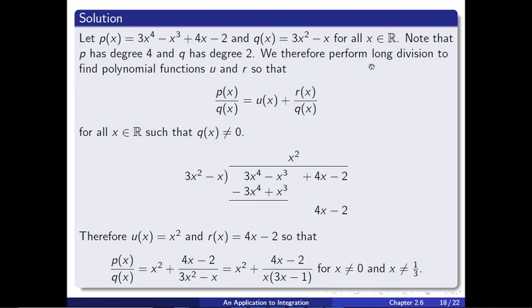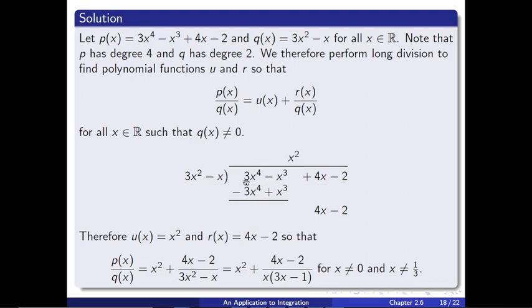So we therefore perform long division to find polynomial functions u and r such that we have this, right, for all x real numbers and q of x not equal to 0. So if we do the long division here, we will see that the u of x will be equal to x squared, and the r of x will be equal to 4x minus 2. How do we do the long division?